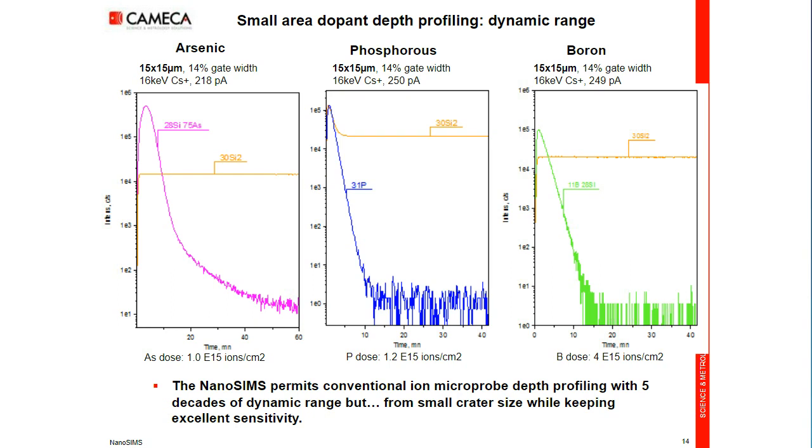So the crater size is 15 by 15 micron, with an electronic gate of 14% areal, so 5.6 times 5.6 micron. So from this small area, we can reconstruct a quite sensitive depth profile due to the high transmission of the NanoSIMS, despite a quite low beam current, here around 250 picoampere.